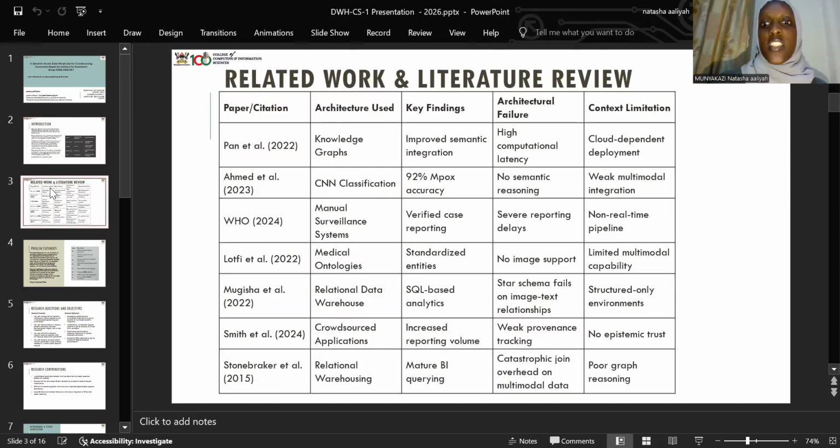we searched through the related work and we reviewed several existing approaches in epidemiological surveillance. These are some of them. I won't talk about all of them, but some of the systems depended heavily on cloud infrastructure and introduced computational latency. Some lacked semantic reasoning capabilities. Other systems based on relational warehouses struggled to manage text relations effectively. From this review, we identified the research gap as the lack of systems that combine multimodal AI, semantic reasoning, and offline fast deployment in low resource environments.